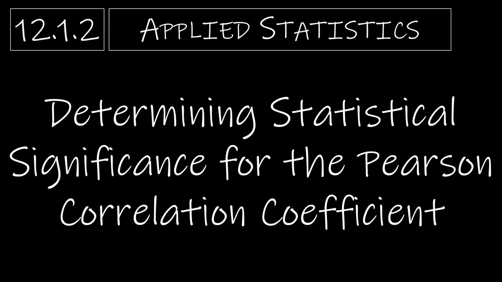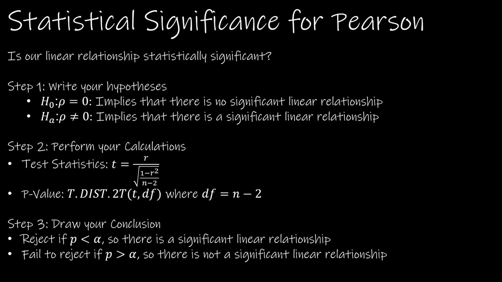In this video, we're going to take a look at how to determine statistical significance for the Pearson Correlation Coefficient. So we just learned how to determine if our relationship is linear by finding the Pearson Correlation Coefficient. When we did so for a population, we called that rho, and when we did so for a sample, we called it R. What we're going to do is determine not just is this a linear relationship, but is it statistically significant?